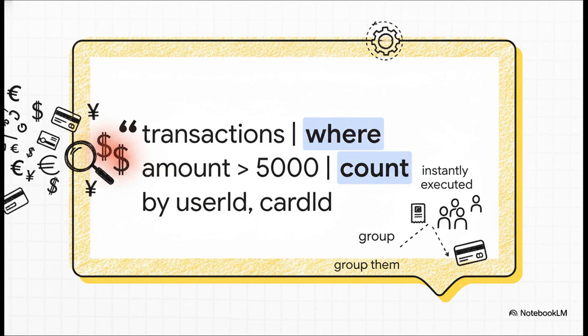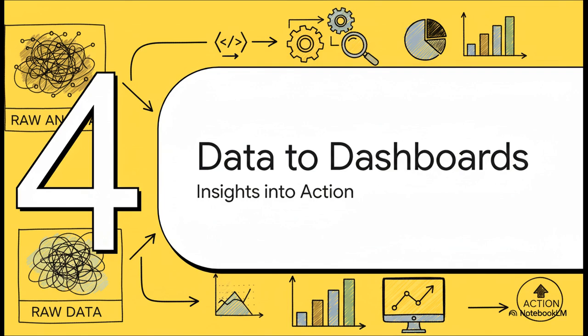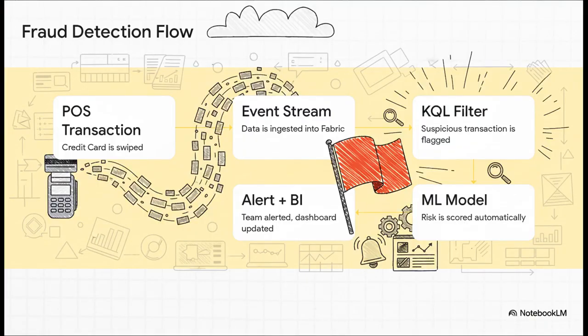I mean, that's a classic fraud detection query right there. And the key is, it happens instantly on the live stream. But finding something interesting is just one part of the equation. What do you do with that information? Let's look at how we take that raw analysis and turn it into something visual, something you can actually act on in the moment. So let's really trace that fraud example all the way through.